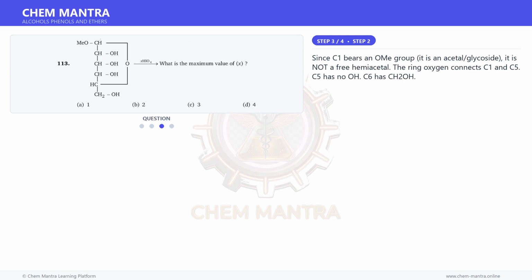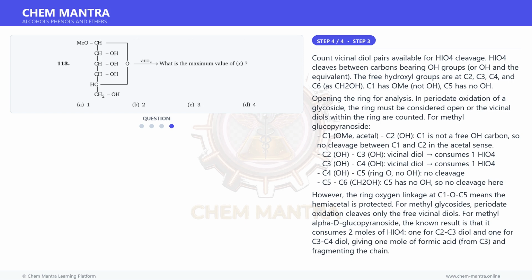Since C1 bears an OMe group, it is an acetal glycoside, not a free hemiacetal. The ring oxygen connects C1 and C5. C5 has no OH. C6 has CH2OH. And for the final step, count vicinal diol pairs available for HIO4 cleavage.